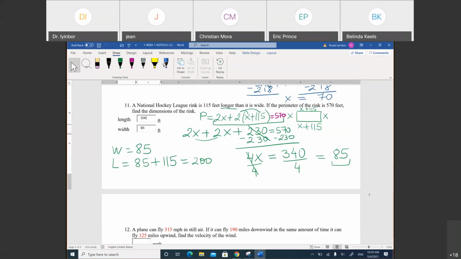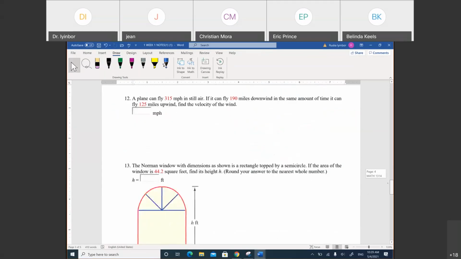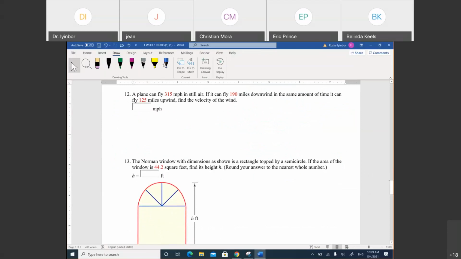Okay, going to the next one. The next one is number 12. So for number 12, we have a plane which flies 315 in still air. It can fly 190 miles downwind in the same amount of time. It can fly 125 miles upwind. We need to find the velocity of the wind.